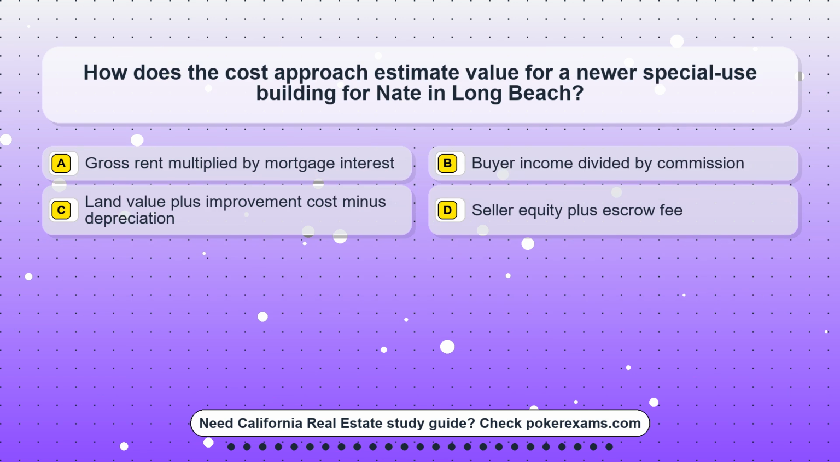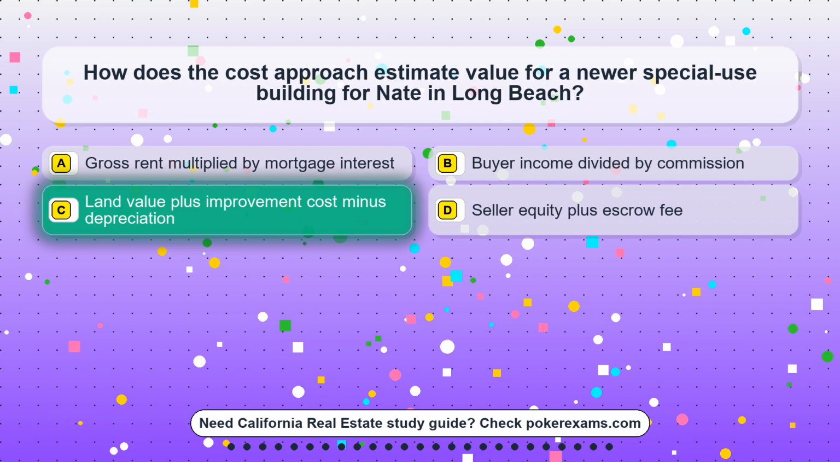Question 12. How does the cost approach estimate value for a newer special-use building for Nate in Long Beach? Option A, gross rent multiplied by mortgage interest. Option B, buyer income divided by commission. Option C, land value plus improvement cost minus depreciation. Option D, seller equity plus escrow fee.